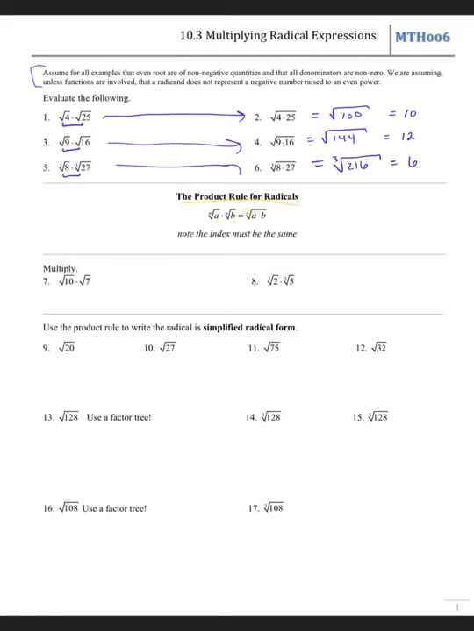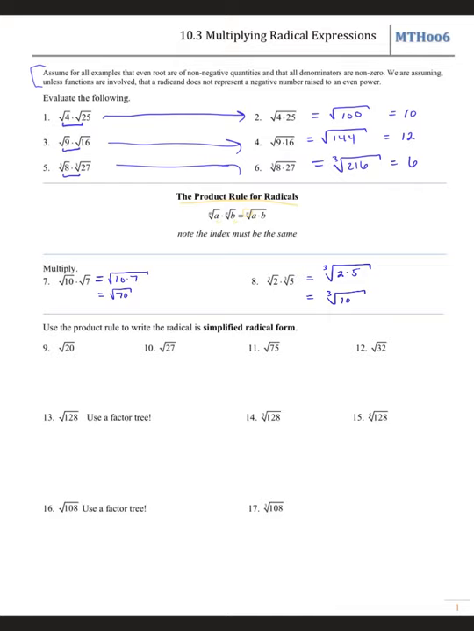So 7 and 8, go ahead, pause the video and try those two out on your own. Okay, you can see that for number 7, we have the square root of 10 times the square root of 7, which is the square root of 10 times 7 to get the square root of 70. Number 8, you're getting the cube root of 10.